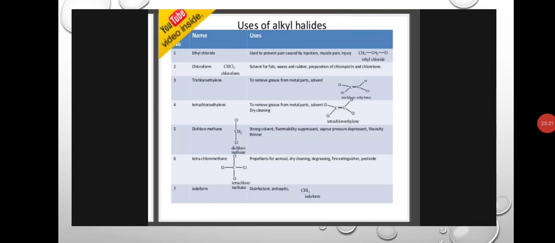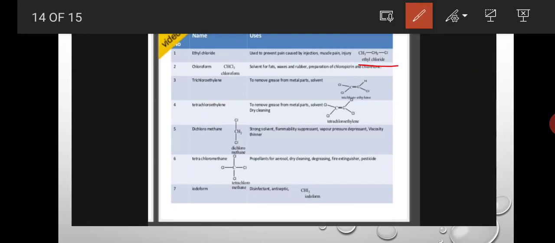And next is uses of alkyl halides. First alkyl halide is ethyl chloride. Ethyl chloride is used to prevent pain caused by injection or muscle pain or any injury. In these situations, the ethyl chloride is used to control or prevent that pain. This is the ethyl chloride structure, CH3CH2Cl.